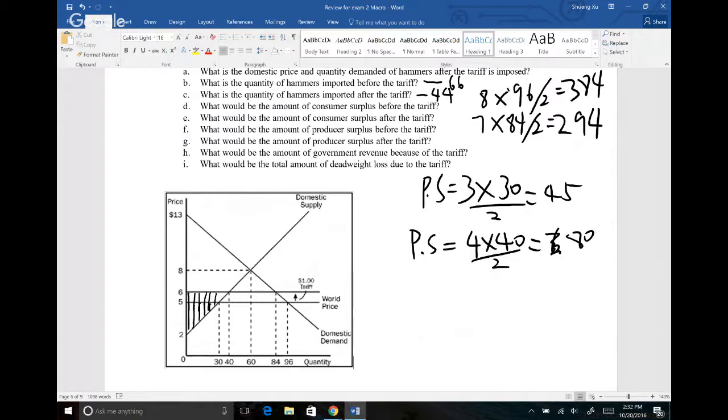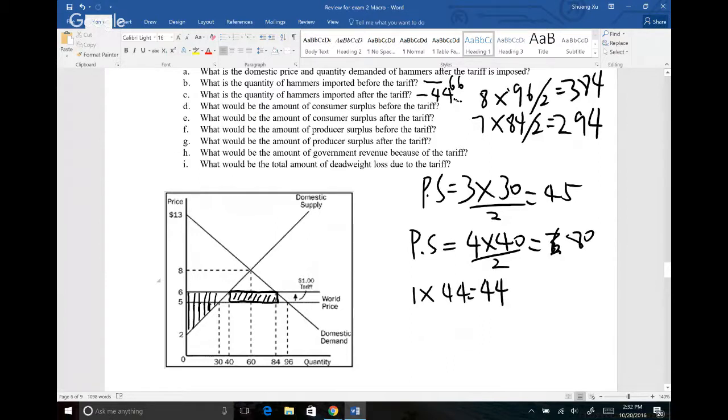Now what's next? So what is the government revenue? Government revenue will be this little rectangle over here. This is the $1 tariff times how much import we have. And we said the tariff is $1 each. And then we're going to import 44 units. So the tax revenue is just $44.